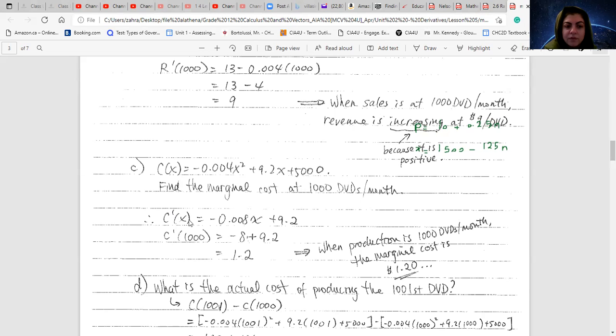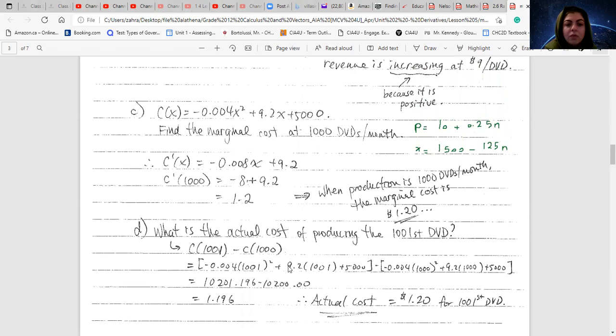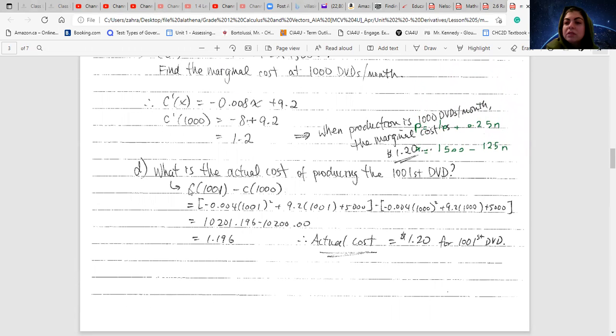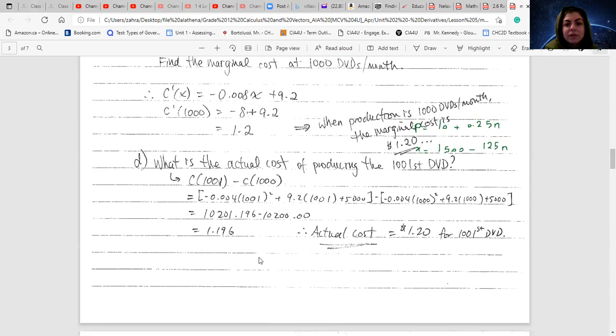The derivative of your cost when you're selling 1,000 units is 1.2. What is the actual cost of producing the 1,001st DVD? You need to take the cost of producing 1,001 DVDs minus the cost of producing 1,000 DVDs, and subtract them from each other to find the actual cost of that 1,001st DVD.